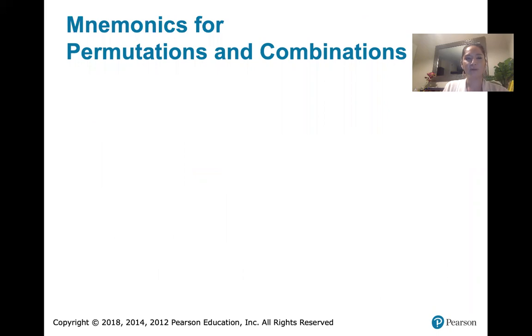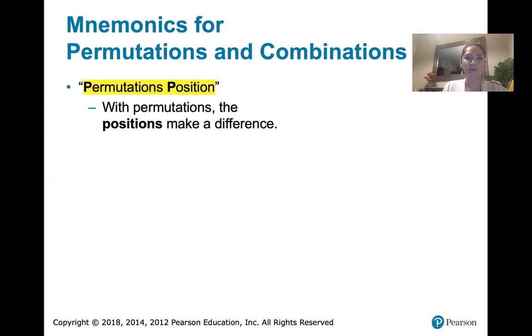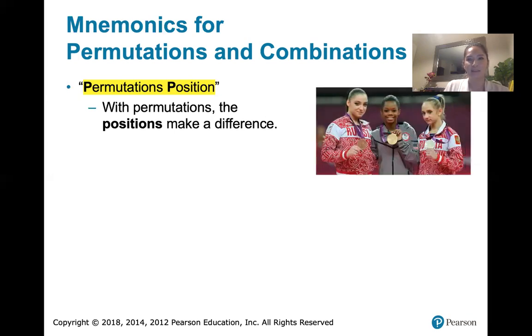We've got a great mnemonic for permutations and combinations. When you're thinking of permutations, think permutations position, because with permutations, positions make a difference. So one example that I can think of for permutations is medalists at the Olympics. If we have these 3 gymnasts and they are our top 3, it does matter who gets the gold, who gets the silver, and who gets the bronze.